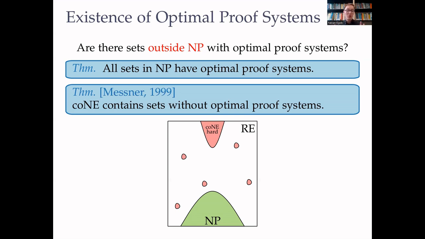But the situation is basically as depicted here. We know that optimal proof systems exist in trivial cases, and that they do not exist for Kolmogorov-random sets, including some sets coming from diagonalizations. So there's a huge number of sets where we do not know whether they have optimal proof systems or not.